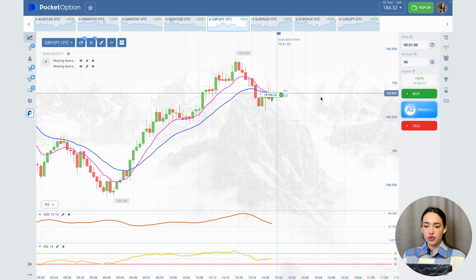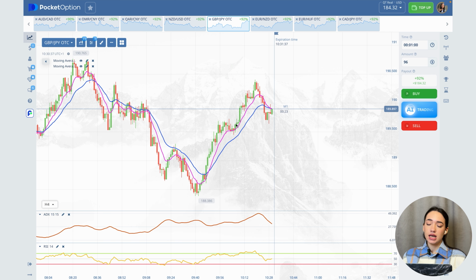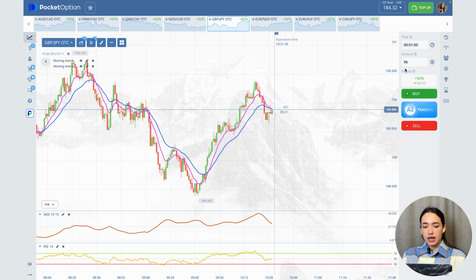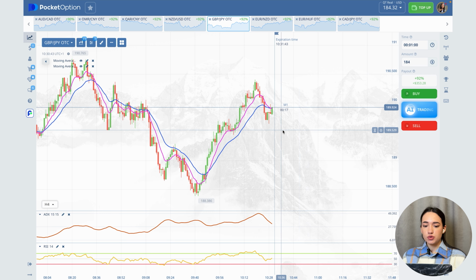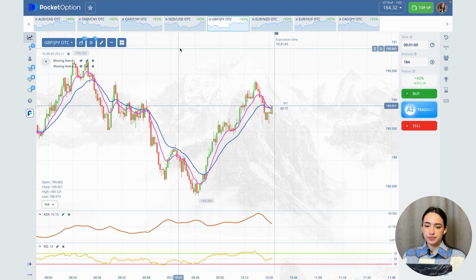As you can see, the trade closes in profit, guys. Just a great result, really. Again, let's increase the trade amount to the maximum and move on to find the next entry.